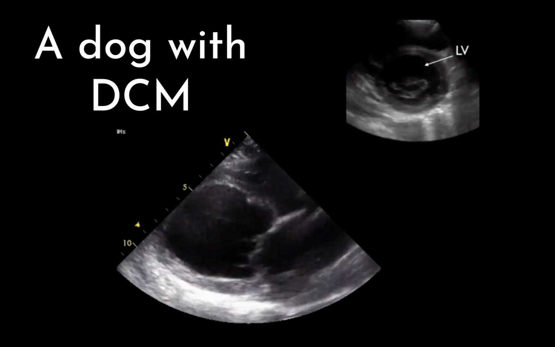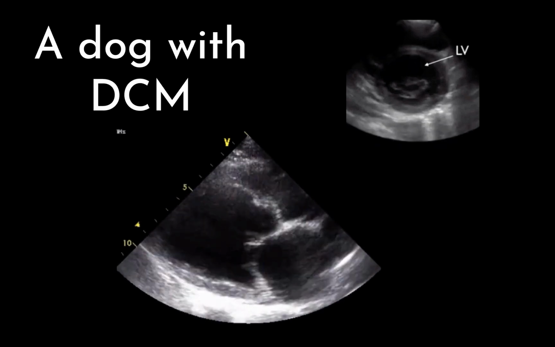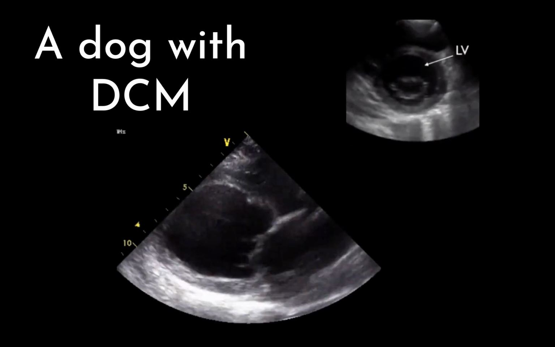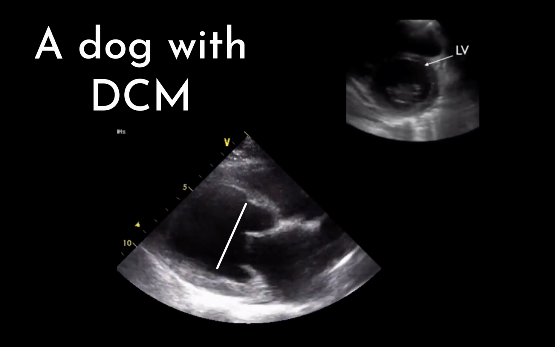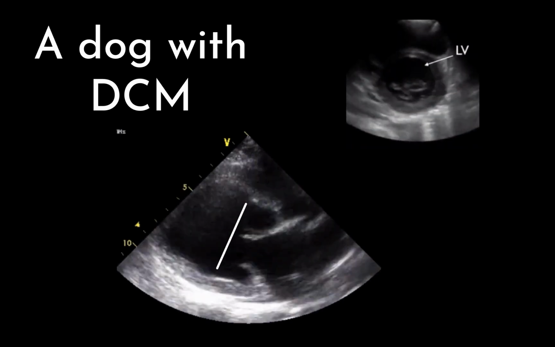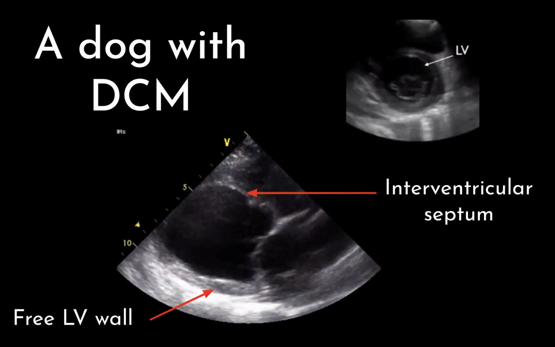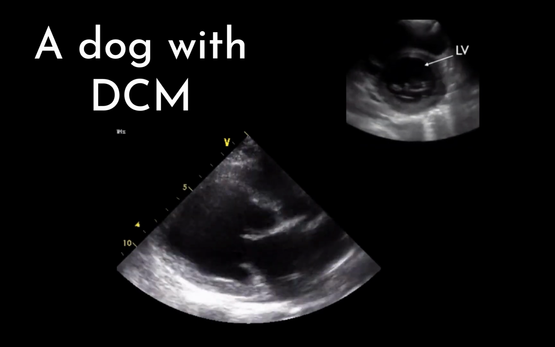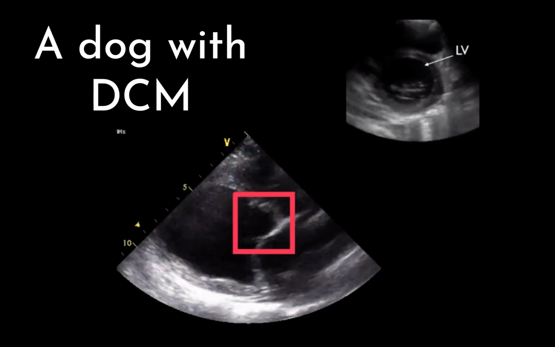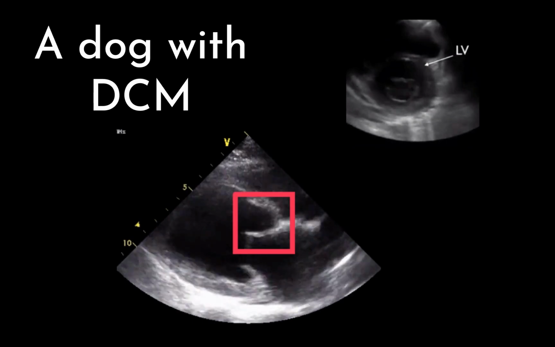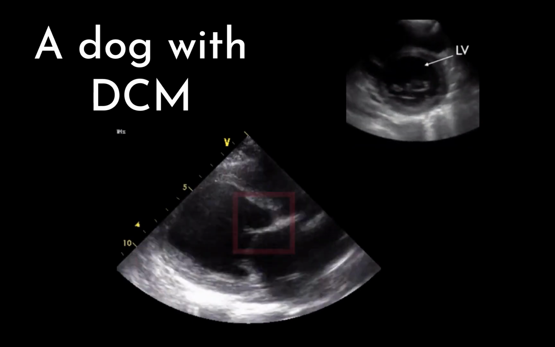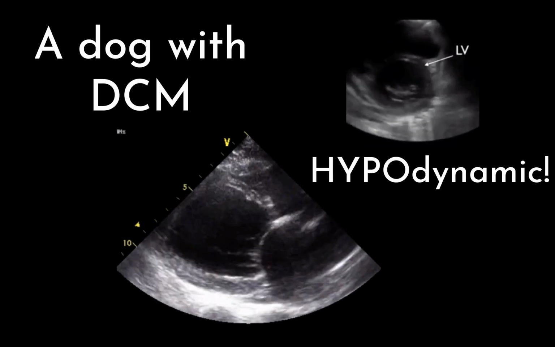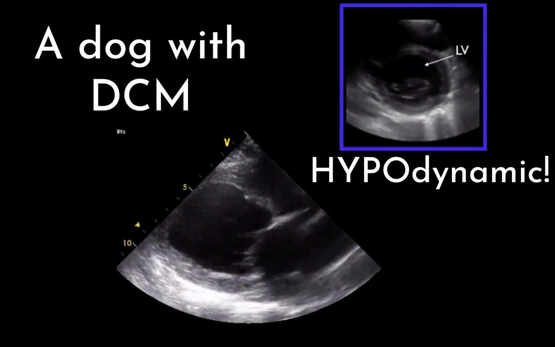Finally, this is an example of the hypodynamic heart. The video clip in the center represents a right parasternal long axis view. If you look at this heart, there's minimal endocardial excursion towards the center of the LV. The interventricular septum and free LV wall don't get thicker during contraction. Finally, the anterior mitral leaflet is barely moving. Therefore, there's a huge distance between the leaflet and the interventricular septum at the end of diastole. Based on this eyeball assessment, we can confidently conclude that this dog's LV function is hypodynamic.